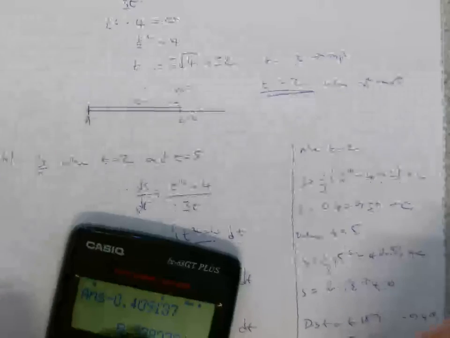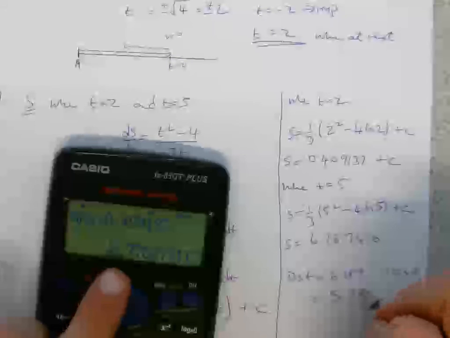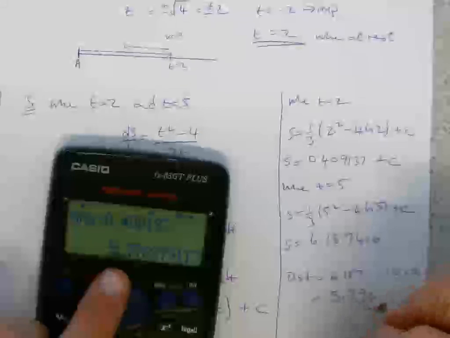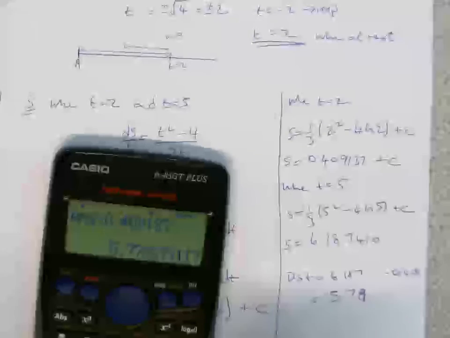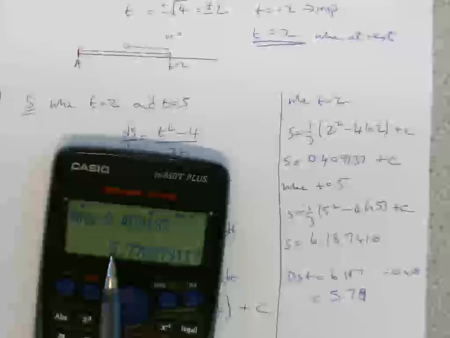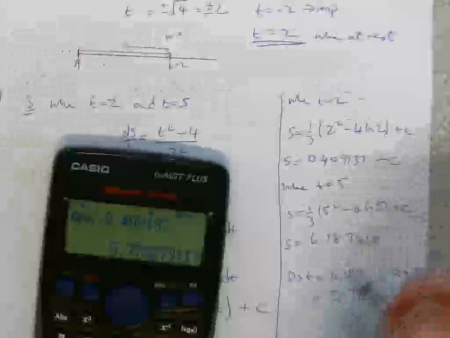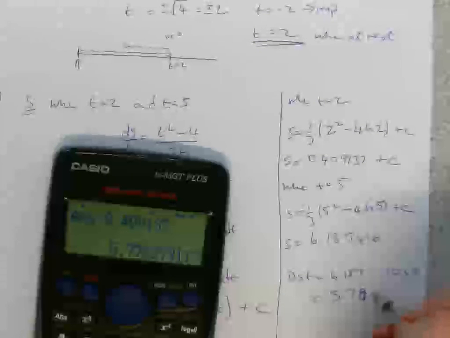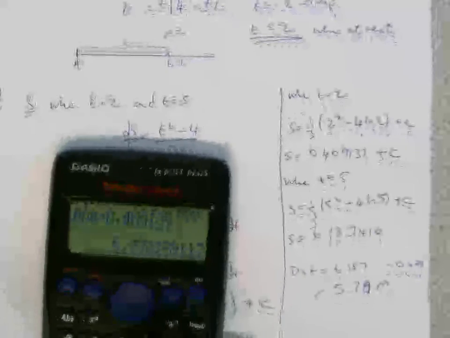And you get 5 point, and it says 3 significant figures in the question, right? So 5 point, what have we got here? 5.778, isn't it? That's what it is. Because you've got three significant figures, the 5, 7, 7, and because that's an 8, you round that up to an 8. So 5.78 meters, that's the distance that's travelled.